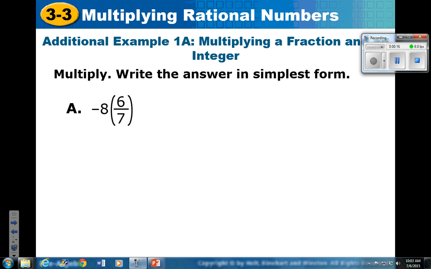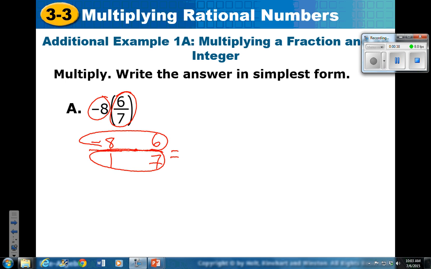We have this number multiplied by this number. I like to have them both be in fraction form. So I'm going to write this as -8 over 1. Putting something over 1 does not change its value, times 6 over 7. And then we simply do numerator times numerator and denominator times denominator. -8 times 6 is -48, and 1 times 7 is 7, giving us -48/7.